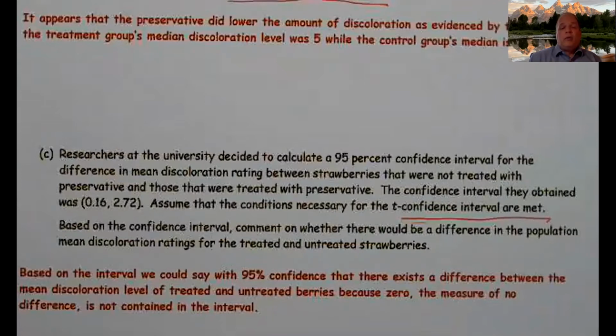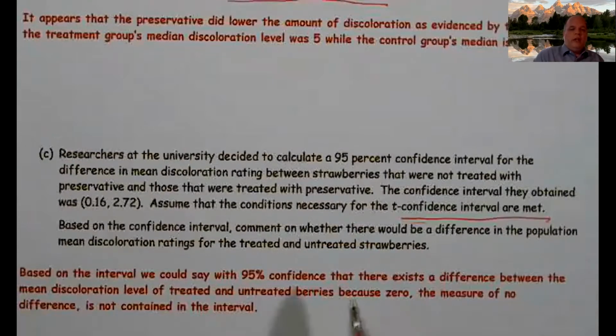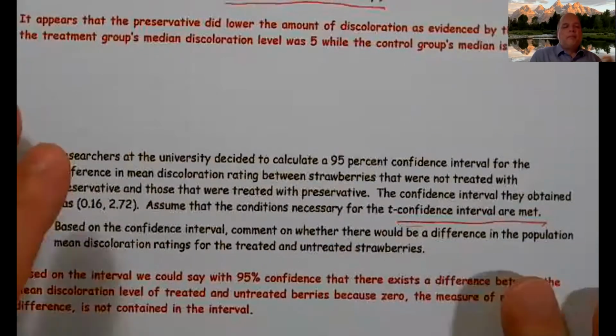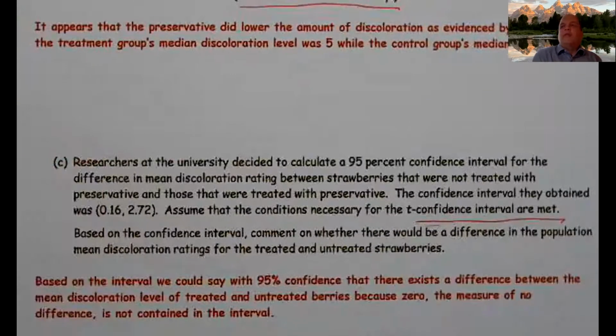And that would have gotten you full credit. That simple. And you didn't have to write the measure of no difference. You could have just said a difference between treated and untreated because 0 is not contained in the interval. So this statement, minus the measure of no difference, would have sufficed for that problem. So all in all, a fairly straightforward problem.